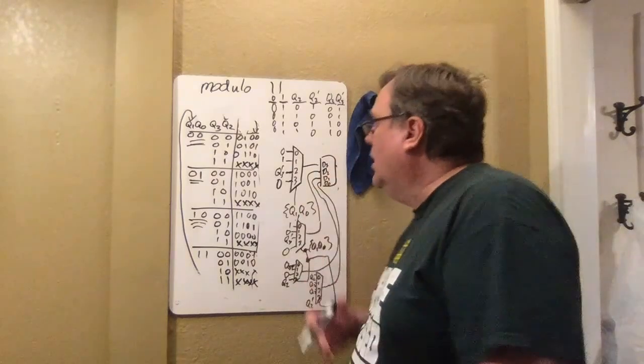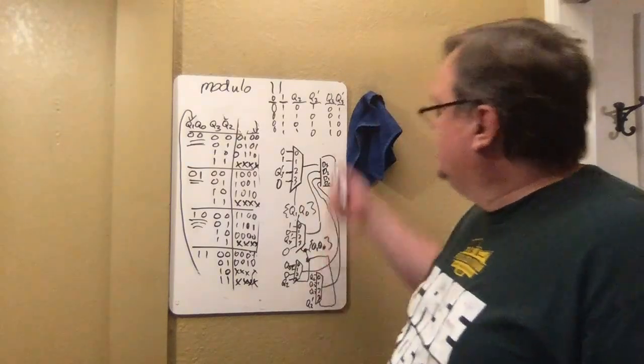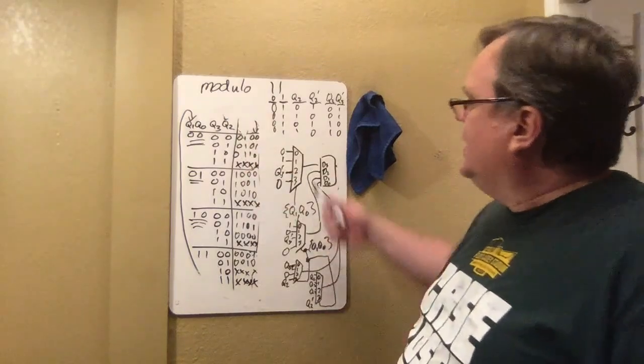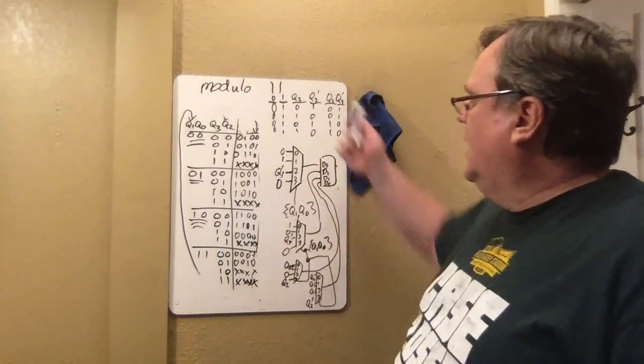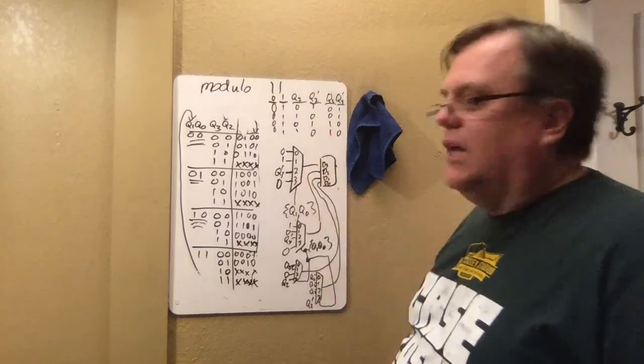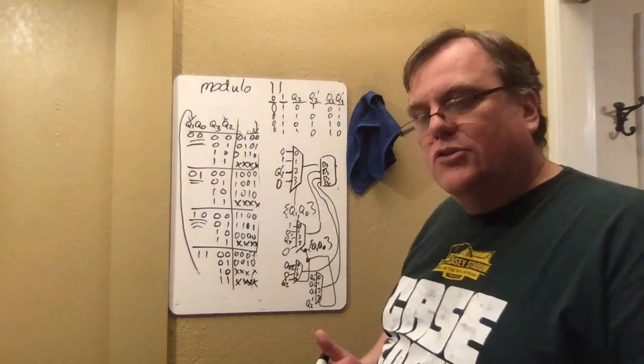Oh, wow. So this now completely solves that problem. I can now use 4 input muxes and 2 inverters, so I can have the size of my muxes and still build a modular 11 counter.